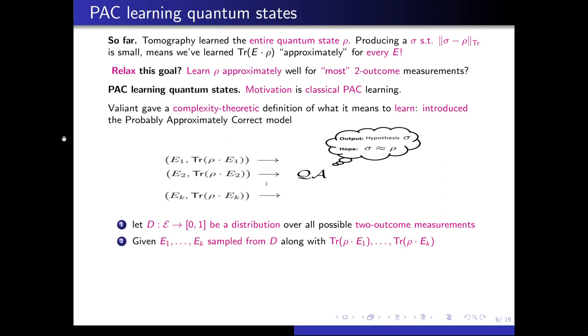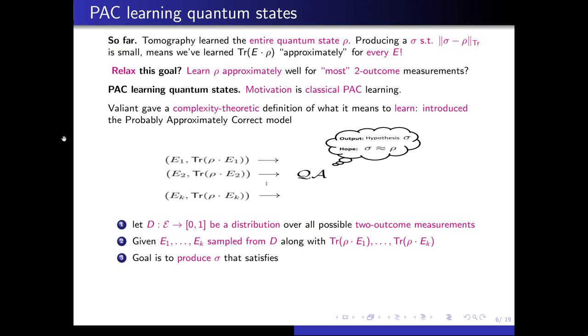And so somebody samples E1 to EK from the distribution D and gives the learning algorithm trace of rho times E1, trace of rho times E2, all the way to trace of rho times EK. So D is an unknown distribution. Somebody samples E from the distribution D and gives the learning algorithm Ei, comma trace of rho times Ei. And the goal is to produce the state sigma.